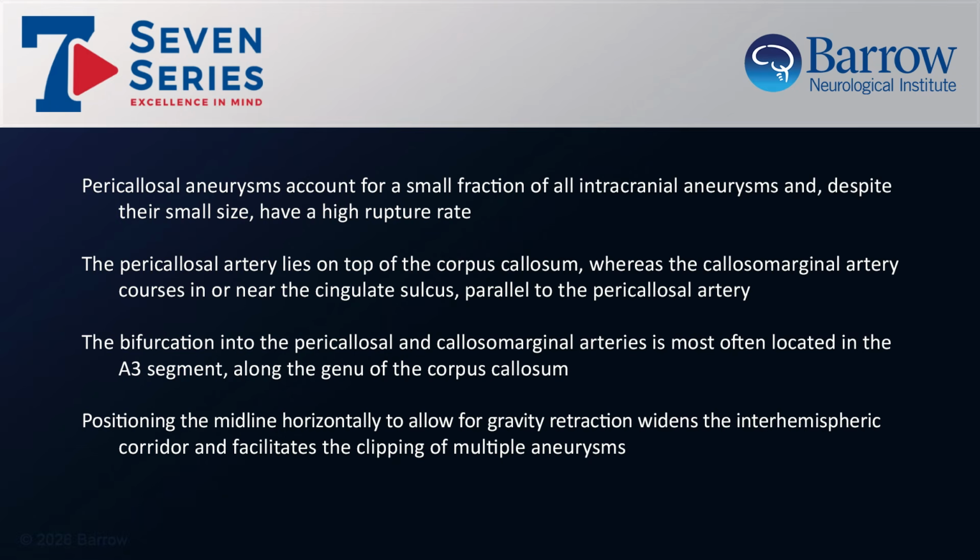The bifurcation into the pericallosal and callosomarginal arteries is most often in the A3 segment along the genu of the corpus callosum. Positioning the midline horizontally to allow for gravity retraction widens the interhemispheric corridor and facilitates simultaneous clipping of multiple aneurysms.